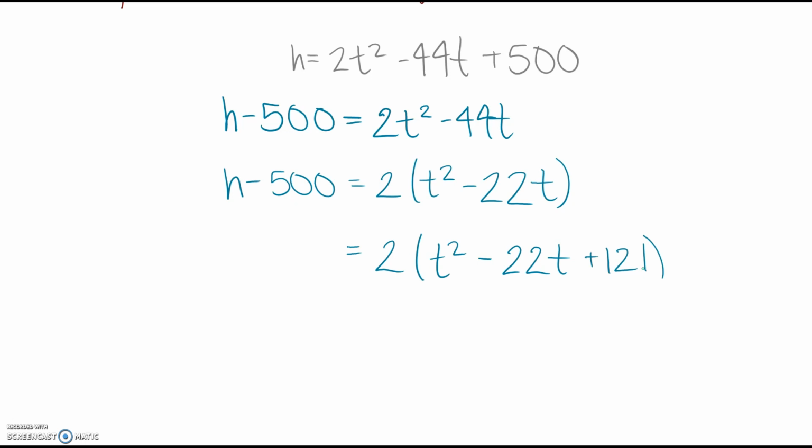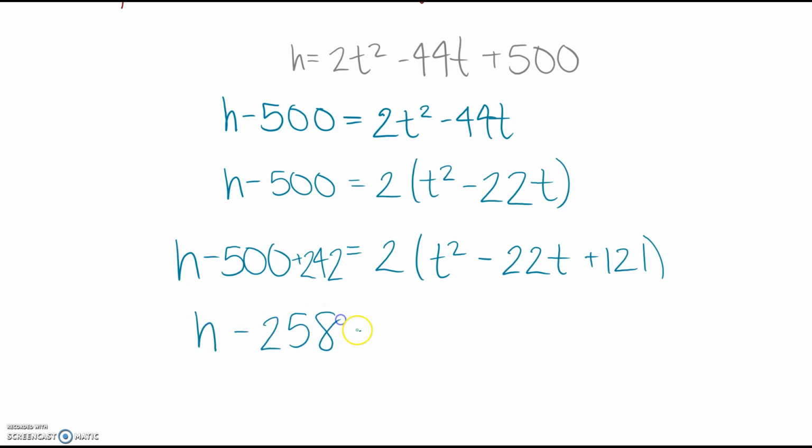On the left side, I want to keep it balanced, so I want to add 121, but this isn't technically 121, it's 2 times 121. So I'm going to have h minus 500, and I'm going to add 242, since that's 121 times 2. Now I can combine things, so I've got h minus 258 equals 2 times, I'm going to factor the right side to be t minus 11 squared.